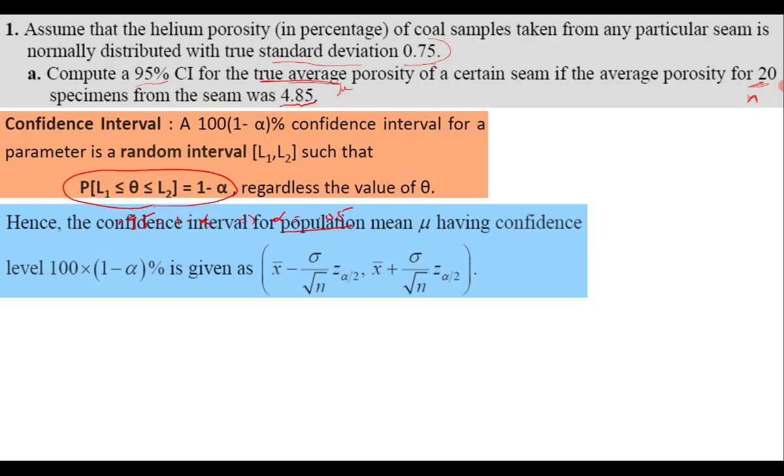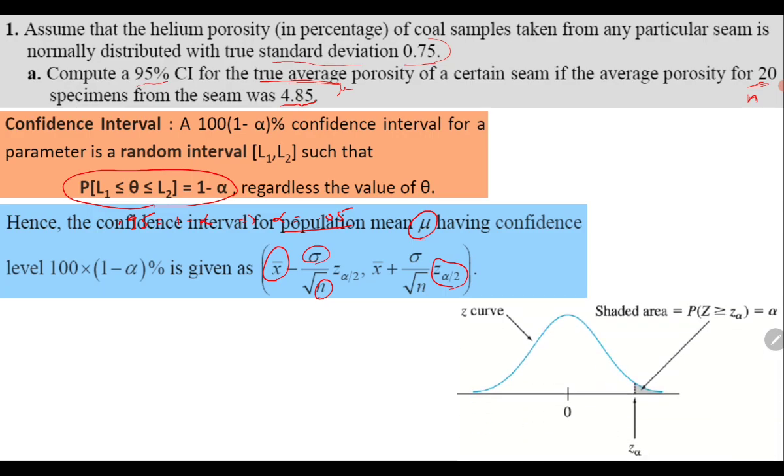Now how do you compute the confidence interval? When it is normally distributed, the confidence interval for mu is given as follows. Now in this one you have x bar, which is given as 4.85, n is given as 20, sigma is given as 0.75. The only unknown factor is z alpha by 2. So the next question is, how do you compute z alpha by 2?